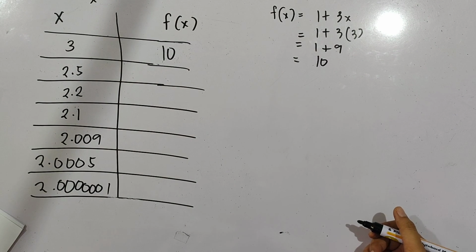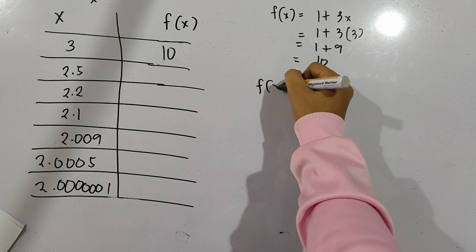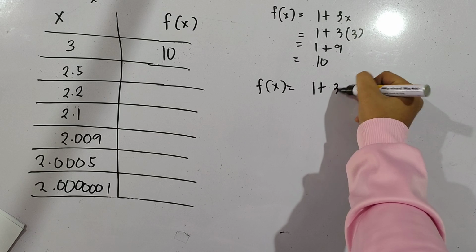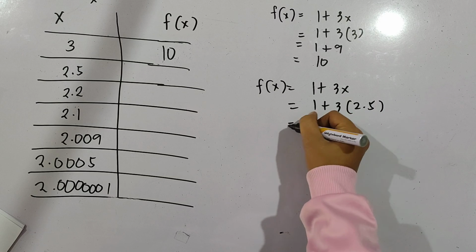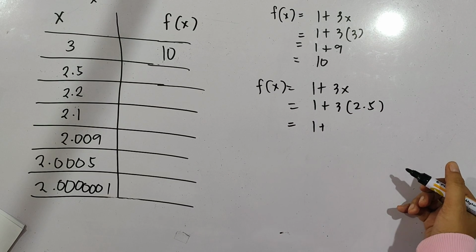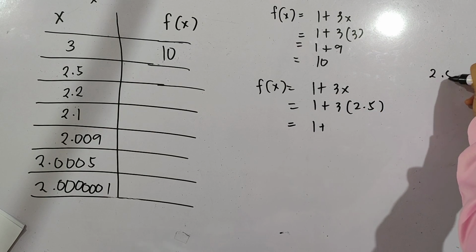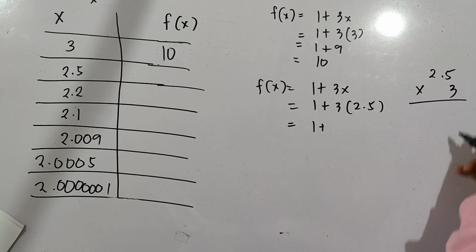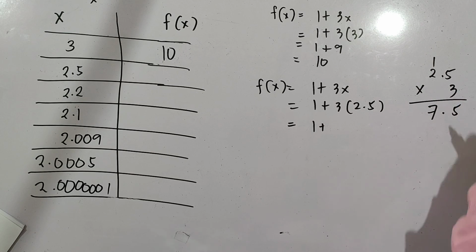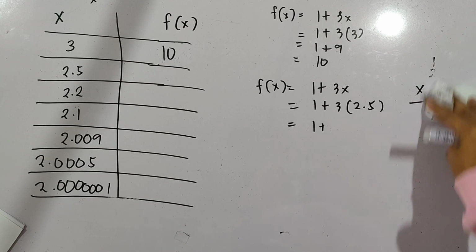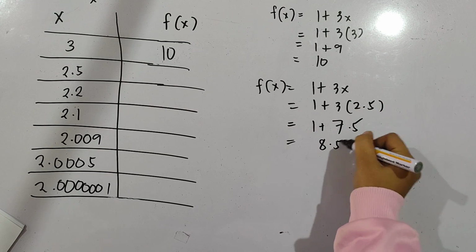How about when our x is 2.5? Okay, 1 plus 3 times 2.5. 1 plus 3 times 2.5 is 7.5. 2.5 times 3: 3 times 5 is 15, 3 times 2 is 6, plus 1 is 7. So 7.5. Then 7.5 plus 1 is equal to 8.5.